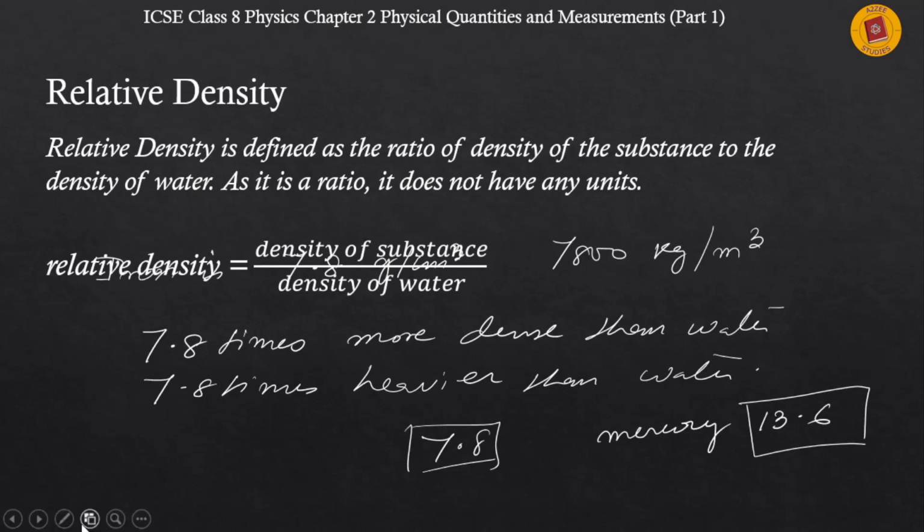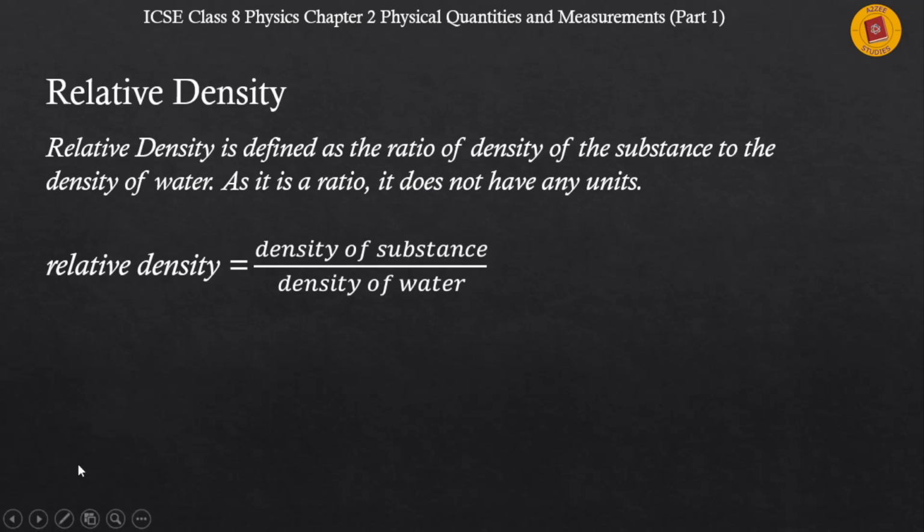Relative density is equal to the density of the substance divided by the density of water. But the units have to be the same. It's not like the density of the substance is given in kg per meter cube and the density of water is expressed in grams per centimeter cube, because then the entire thing will be wrong. Thus the units have to be the same.